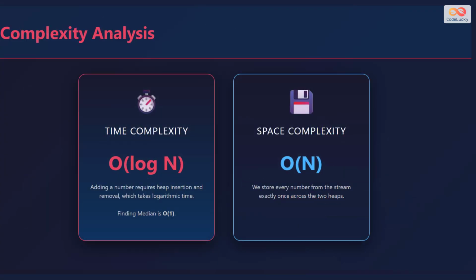This two-heap approach is highly efficient. Adding a number involves heap insertion and removal, which takes logarithmic time, or O of log n. Finding the median is a constant time operation, O of 1, because we are just peeking at the tops of the heaps. In terms of space, we store every number once, so the space complexity is O of n.